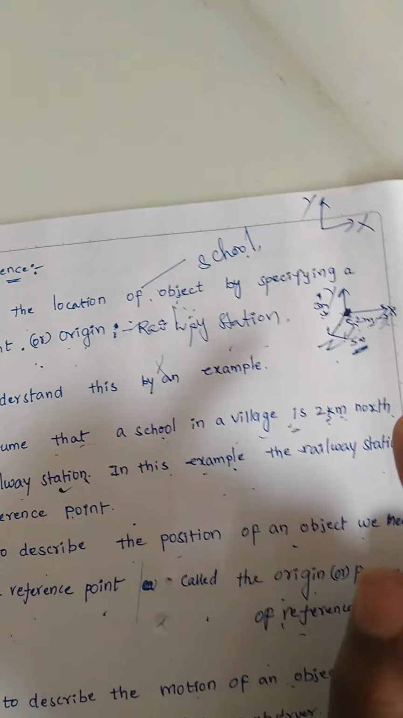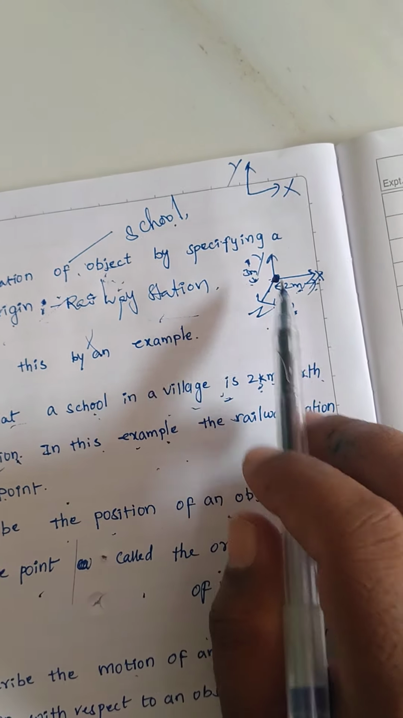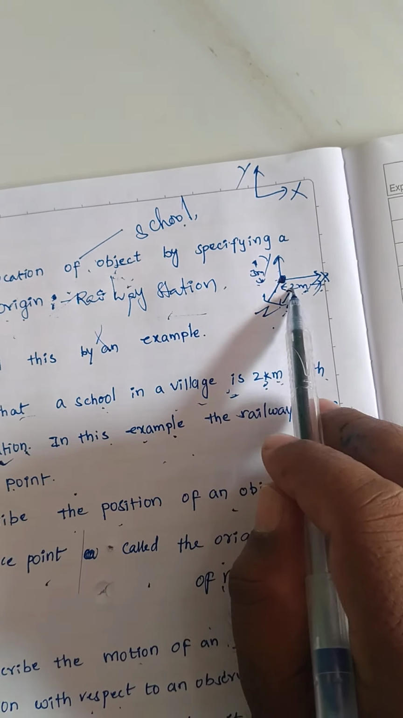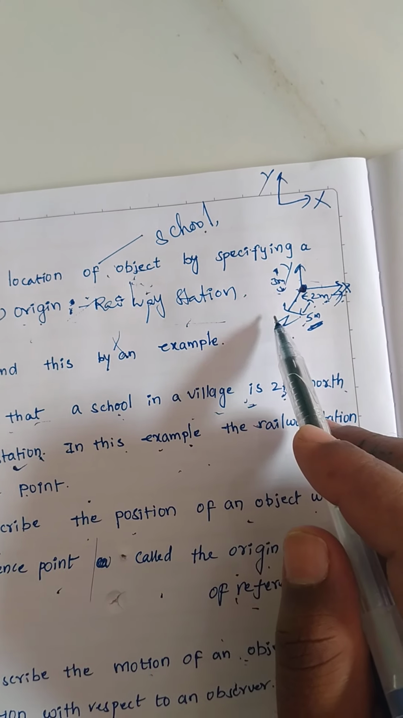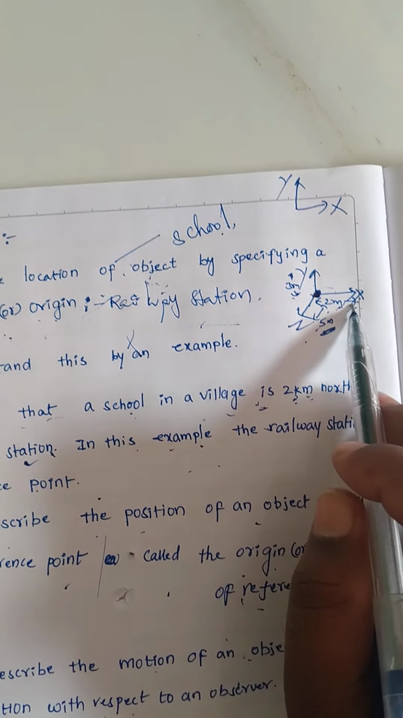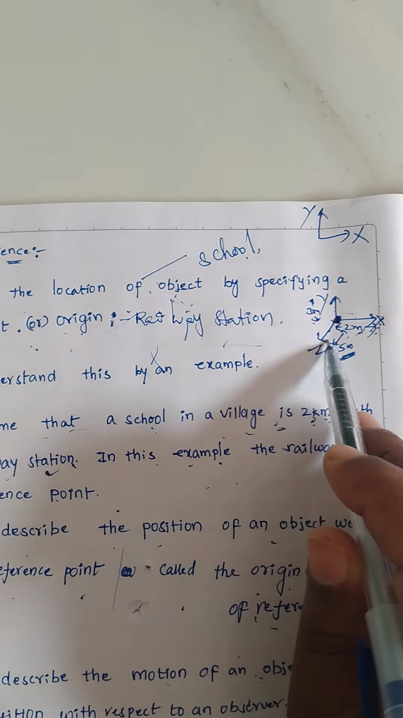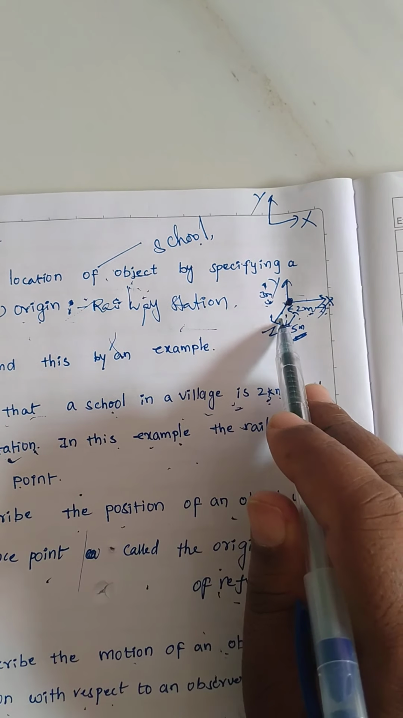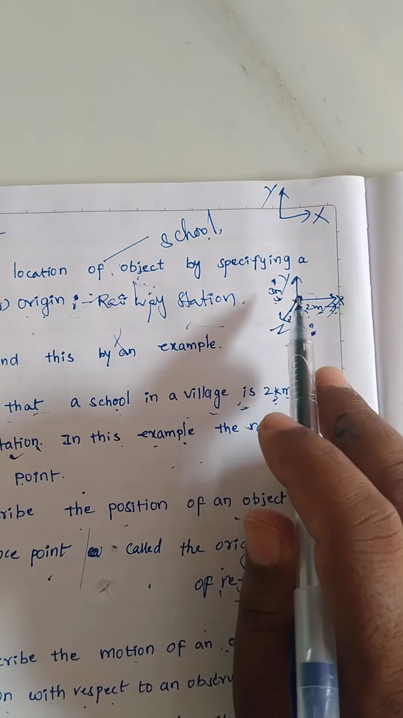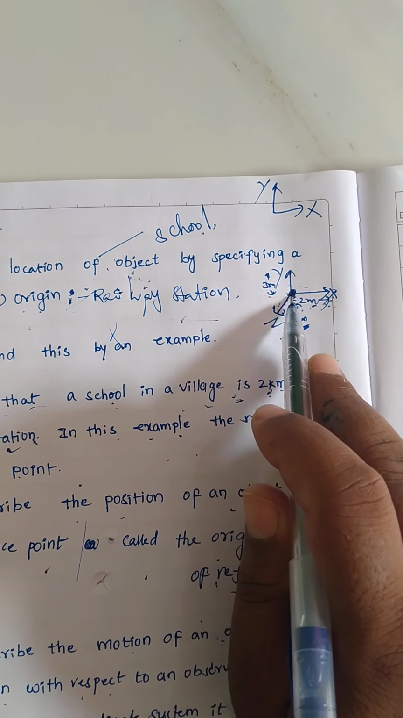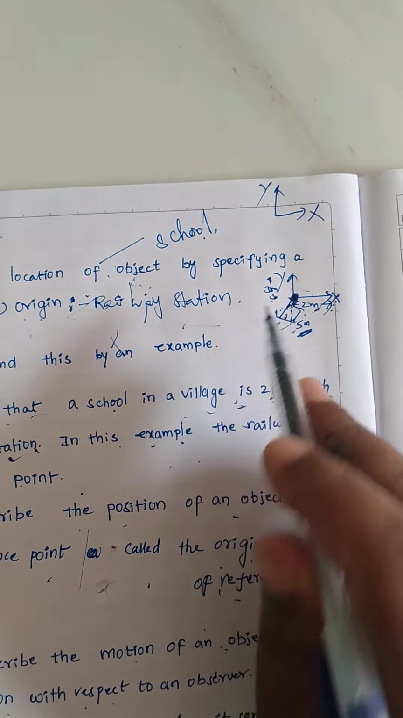So for example, here the x-axis is there, y-axis is there, z-axis is there. For example, if the origin is not there, with respect to what will we describe the position of an object? To describe the position of an object, we require some reference point, some origin, the frame of reference. So for that, this origin is known as the frame of reference.